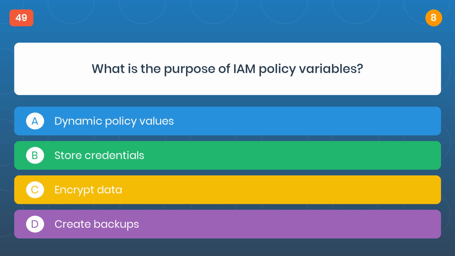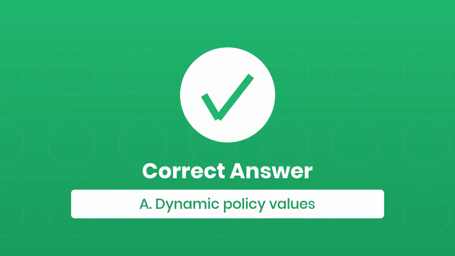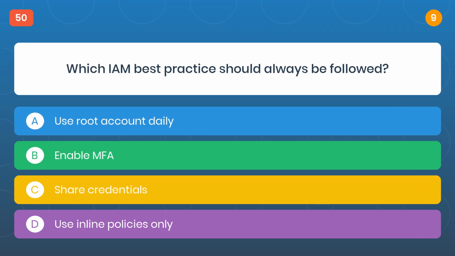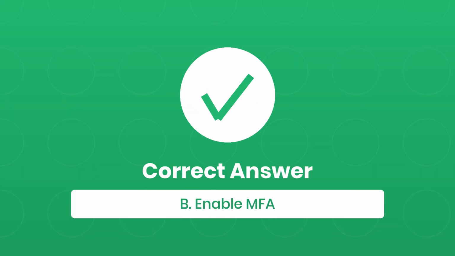Question 49. What is the purpose of IAM policy variables? The correct answer is A, dynamic policy values. Question 50. Which IAM best practice should always be followed? The correct answer is B, enable MFA.